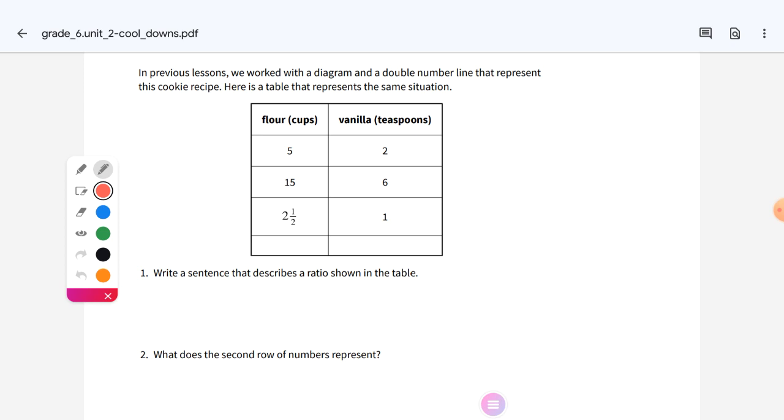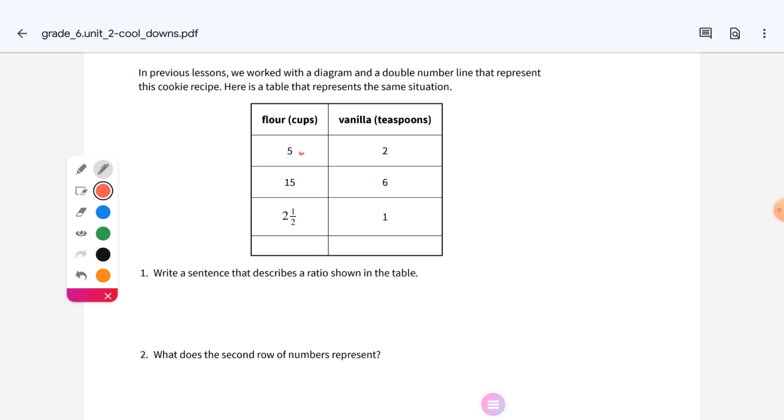Here is a table that represents the same situation. Write a sentence that describes a ratio in the table. We need a sentence. Brody? Okay, just leave it. A sentence. Kendall? Okay, for every 5 cups of flour, you need 2 teaspoons of vanilla. Works. You could have said, for every 15 cups of flour, you need 6 teaspoons of vanilla. You could have said that reversed order, but it asked for a sentence.